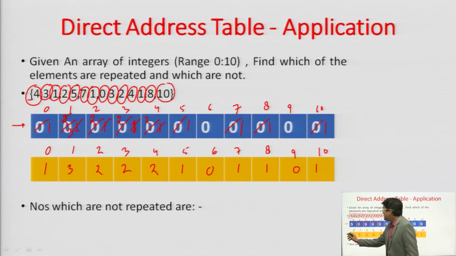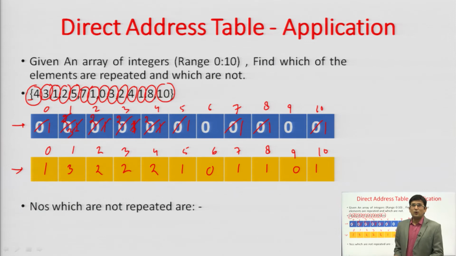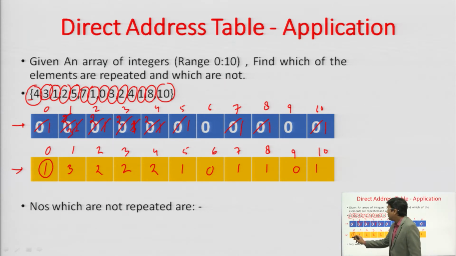So you just traverse this table and you will be able to find out which of the numbers are not repeated. For example, if I traverse the table, we go to the index 0, the quantity here is 1, we can say that the number 0 has not got repeated. So print this number 0.